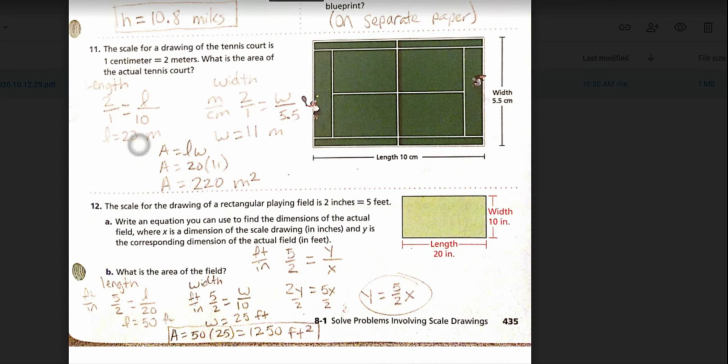So I got 20 meters for my length, and then the width, same thing, my original scale, 1 centimeter is 2 meters, and the width is 5.5 centimeters. So what's my actual width? Again, we labeled it. If you're not sure if your 5.5 goes in your numerator or your denominator, it's your denominator because that's where you labeled your centimeters to be. Now, area, length times width, 20 times 11, 220 meters squared.